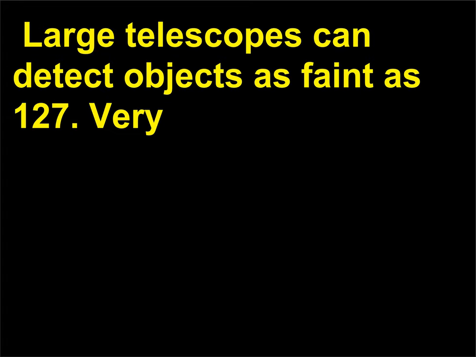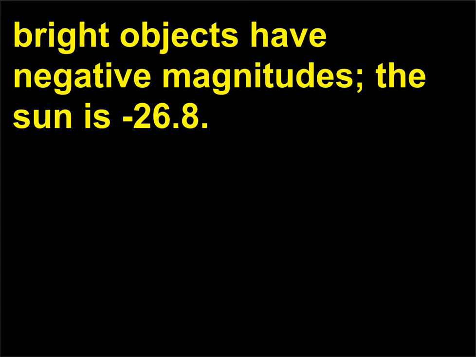Very bright objects have negative magnitudes; the Sun is -26.8.